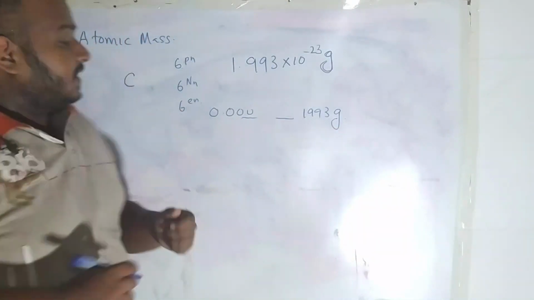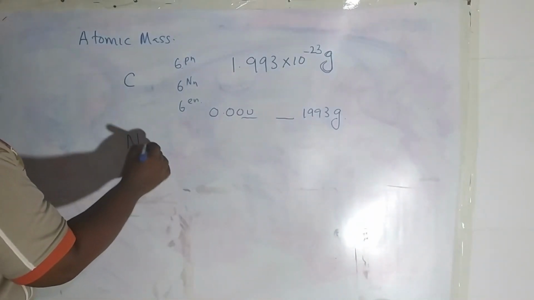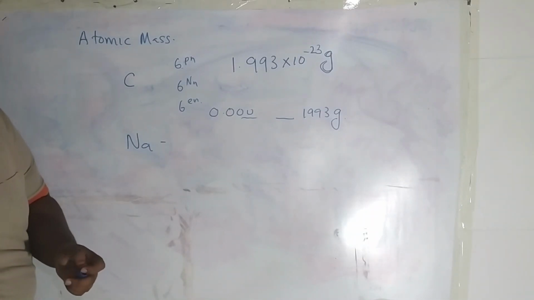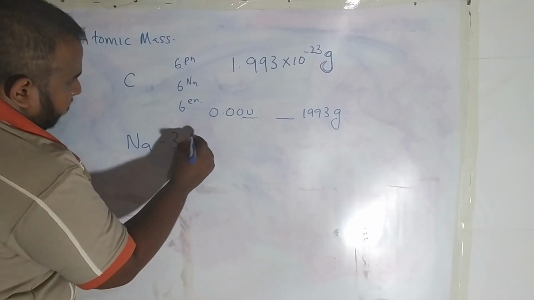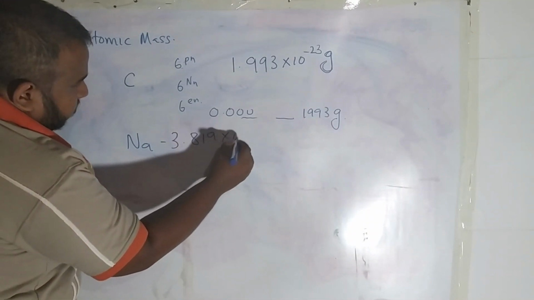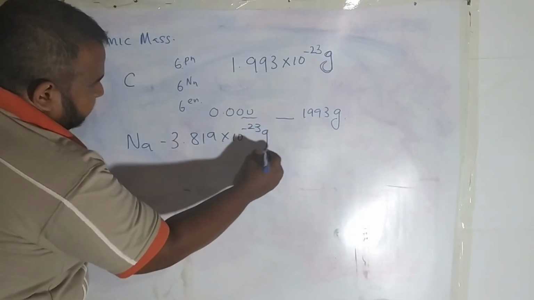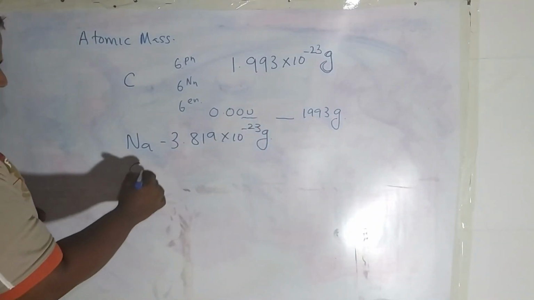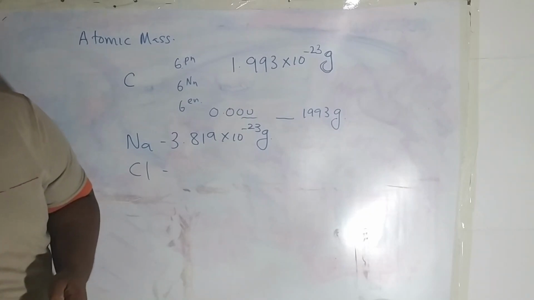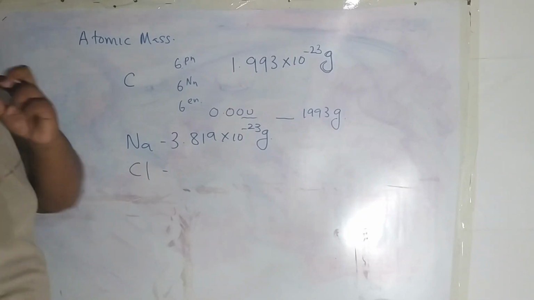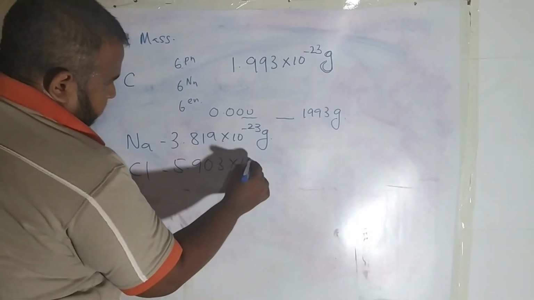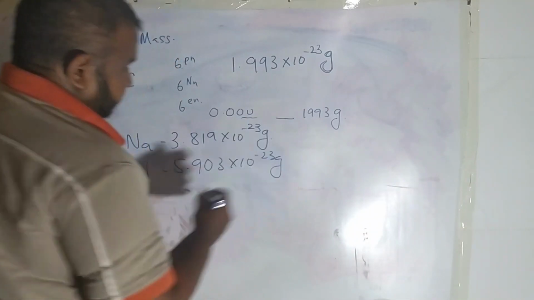If we consider the atomic mass of sodium, it is 3.819 into 10 to the power of minus 23 gram. And if you consider chlorine, it is 5.903 into 10 to the power of minus 23 gram.